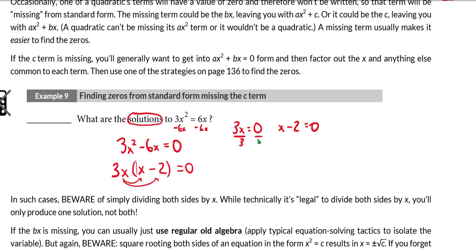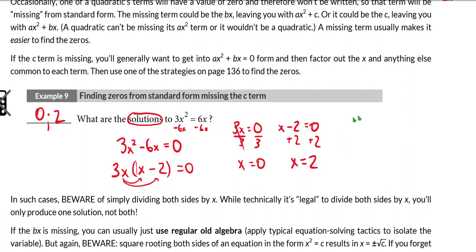3x equals 0. Remember, I know that if 3x times x minus 2 equals 0, one of those two things has to be equal to 0. That's what the zero product property says. That's what I am doing here. So I get 0. And I get, for this one, as we said a moment ago, positive 2. So the two solutions here are 0 and 2. 0 and 2 are the two values of x that will make this equation true.